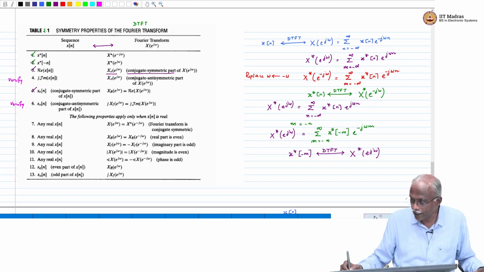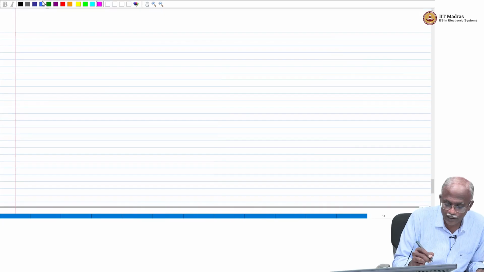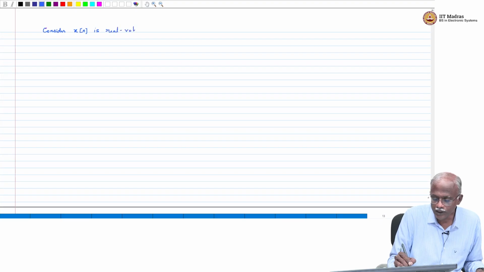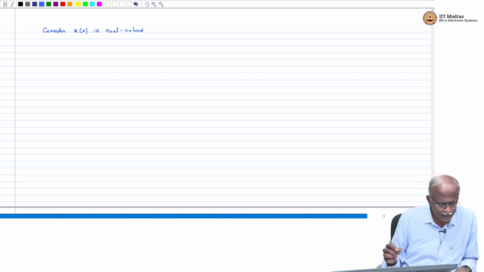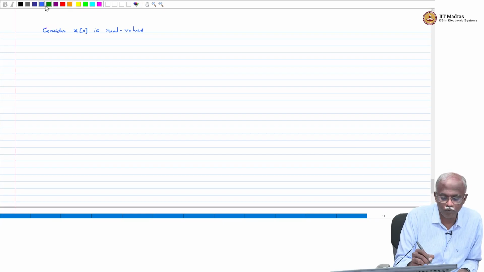Now we are going to make a special case where we say, consider the case where x of n is real valued. This is basically a series of special cases, but the special cases are of significant interest to us. So what is the primary property that you have when you say x of n is real valued? That means x of n is equal to x conjugate of n.